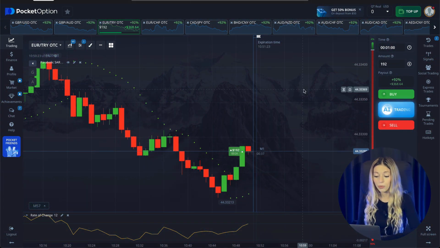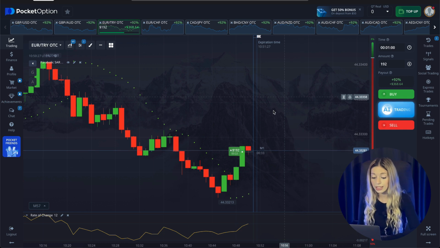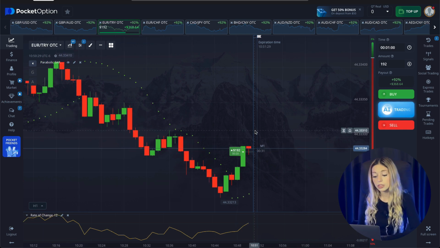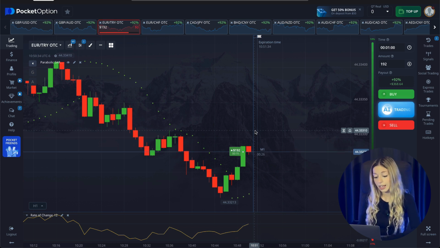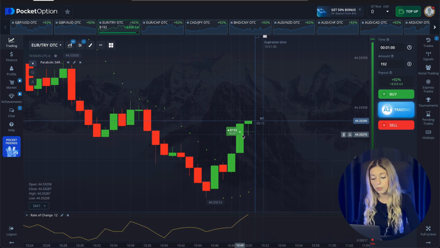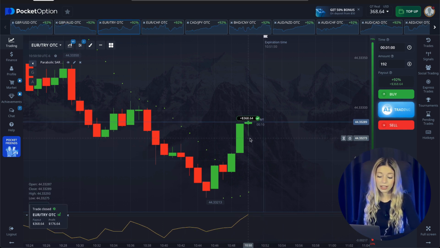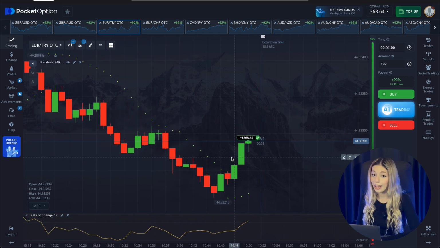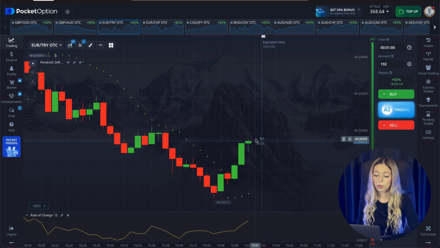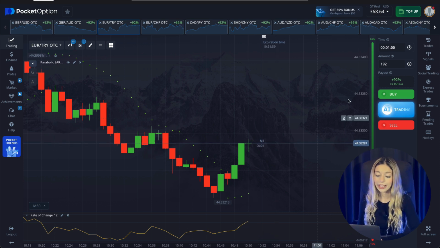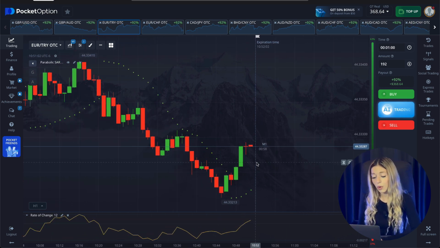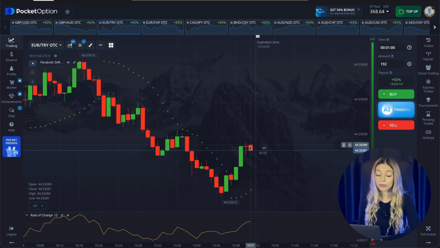That's exactly why I opened an up trade here, and what's important to understand is that the 1 minute expiration time was specifically chosen for these indicator settings. Guys, I wouldn't recommend opening trades for 2 minutes with this strategy because as you can see, this trade closed in profit, but if we would open for 2, 3 or 5 minutes, it would likely have closed in a loss. That's why I suggest sticking to 1 minute trades.